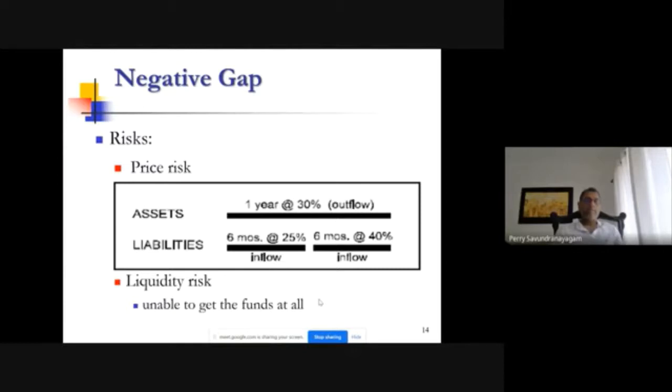So the other part of negative gap risk is liquidity risk, that you will not get funding at all. One is the price risk, the other is the fact that you will not get funding at all. So whatever you are willing to pay, even if you are willing to pay 50% or 60%, there will not be money in the market for you to raise funds if there's a negative gap. That's not about profitability, more to do with pure and simple funding yourself. That clear?